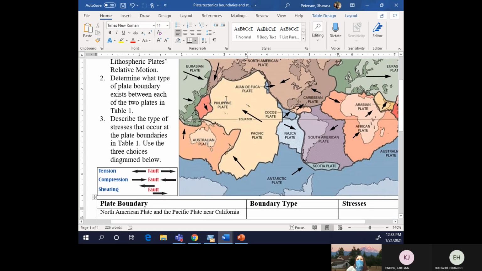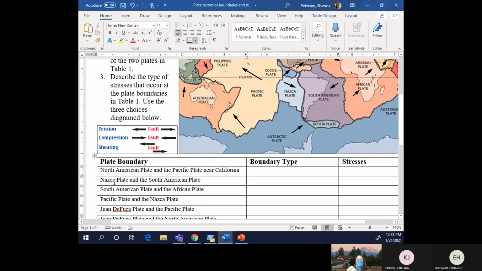So I'll give you one quick example before the bell rings. The Nazca plate and the South American plate are right here. Their arrows are pointing towards each other. So that is a convergent boundary. The stress type, when we see them being pushed together, is called compression. Identify that for the map. And then we'll talk about the stresses, the last part of our notes, next time.